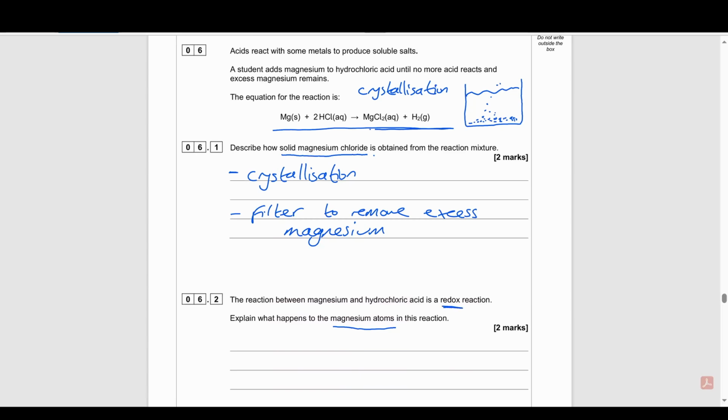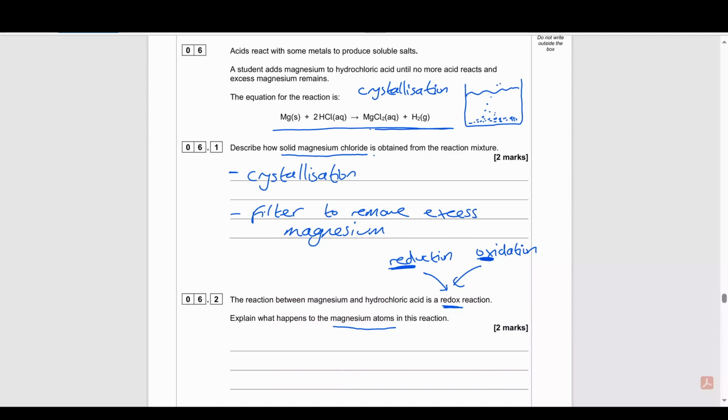Now, redox is a combination of reduction and oxidation. So that must mean that within that equation, both of those processes are happening. But they're not happening to the same atom, they're happening to different ones. So what we need to do is look at our equation and then figure out which one is happening for magnesium in this case.